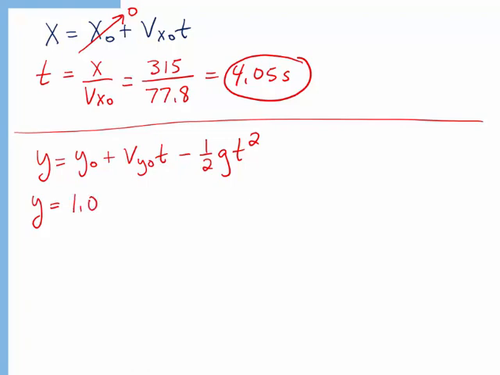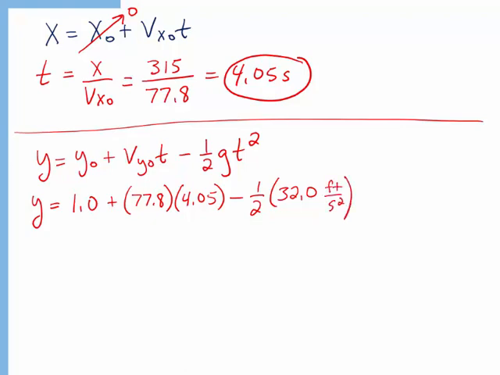The initial height was 1 foot. The initial velocity in the y direction was 77.8. And we have 4.05 for t. Then we have to subtract 1/2. Again, for g, we don't put in 9.8. Because we're in feet, we put in 32 feet per second squared. I'll just put that here to emphasize it, although normally I don't write the units in there as I'm plugging in, times 4.05 seconds squared.